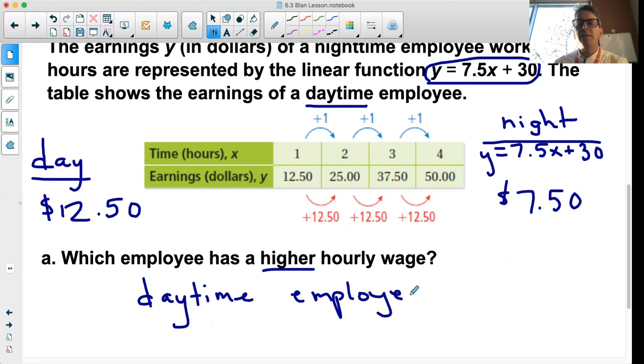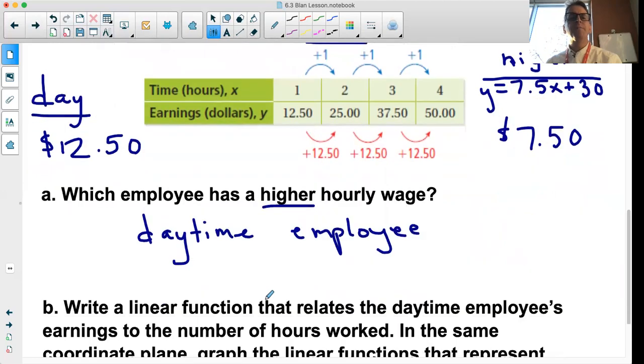So again, you can see that by looking at the slope. The nighttime, this looks like an H, but it's an N. The nighttime employee has a $7.50 slope, $7.50 rate, and the daytime employee goes up $12.50 per hour. So the daytime employee makes more per hour.